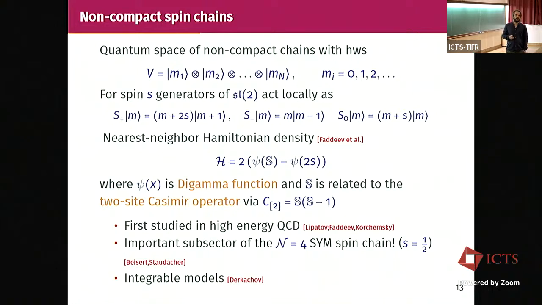Is this psi a quantum dilogarithm or just a dilogarithm? Or the logarithmic derivative of the gamma function. All right, yeah, thanks. Psi function.